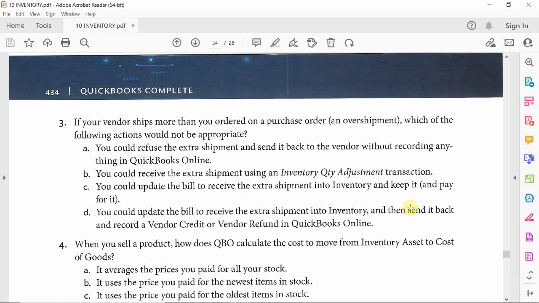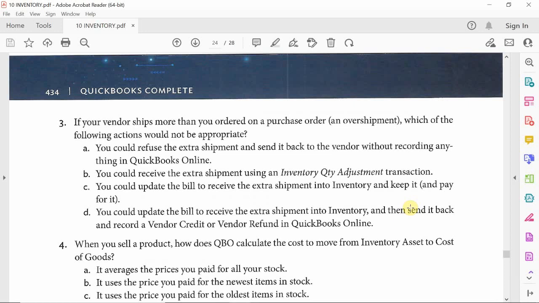B, right? You receive the extra shipment using the inventory quantity adjustment. So in this case, the book says B is the correct answer. However, I'm going to beg to differ. Because in this case, you could receive the extra shipment by doing the inventory quantity adjustment. No, you shouldn't do that because, again, that would be stealing, right? And in this case, you definitely don't want to do that.